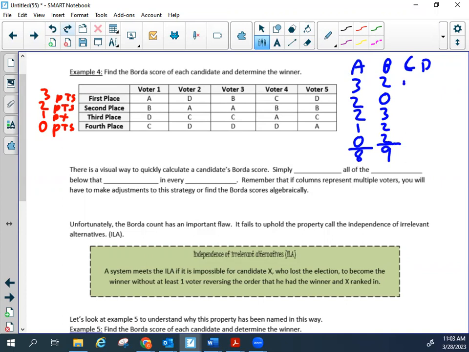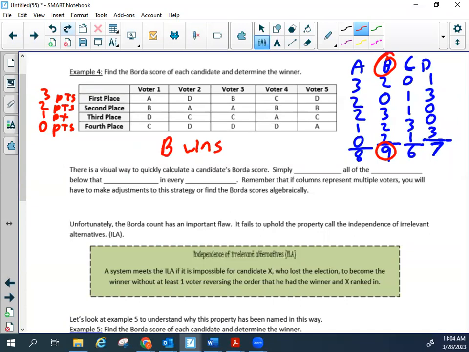Candidate C, last place, third place, third place, first place, third place. That adds up to 6. And candidate D got a third place vote from voter 1. Voter 2 gave him a first place vote. That's 3 points. 3 and 4 both ranked him last, which is worth 0 points. And voter 5 gave him a first place vote, which is worth 3 points. And that all adds up to 7. Highest score is B. So B wins using this Borda count method.